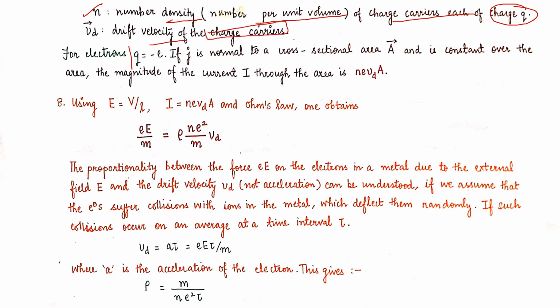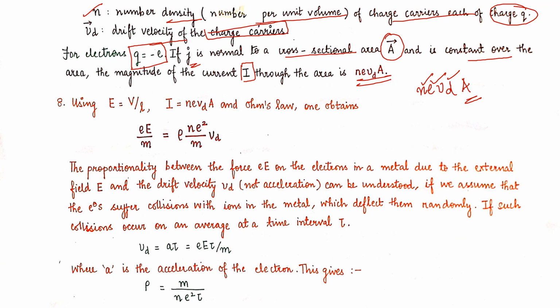For electrons, q equals minus e. If J is normal to a cross-sectional area A and is constant over the area, the magnitude of current I through the area will be given by n e v_d A. That is, number per unit volume of charge, times charge, times drift velocity, times the given area.